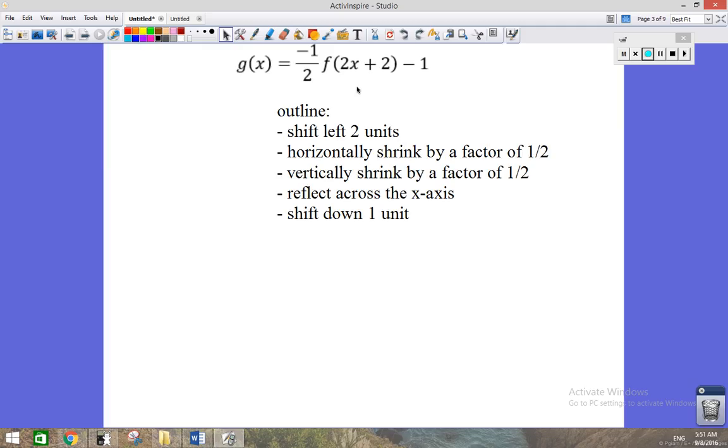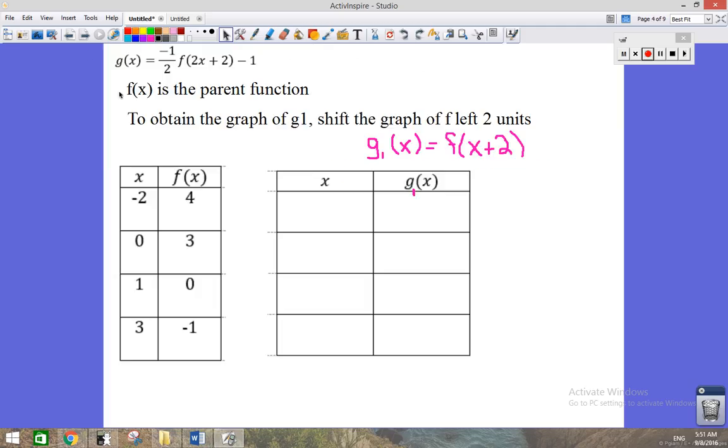So this is a difficult problem. Let's attack it one at a time. Let's look at this original table. It's going to take several sequences to get to my final table. On that worksheet, for that final table for g, you've got a lot of scratch work to do, a lot of work in between to get to that final table. When I look at this, the first thing I want to recognize is that f is the parent function, so I'm using this original table.